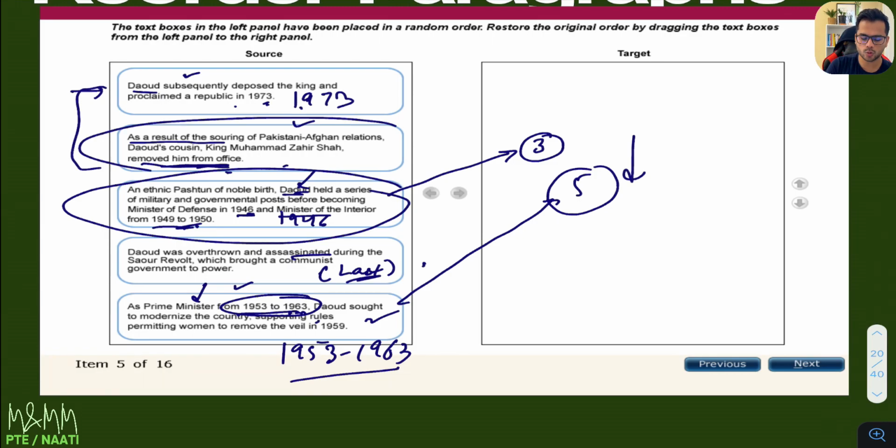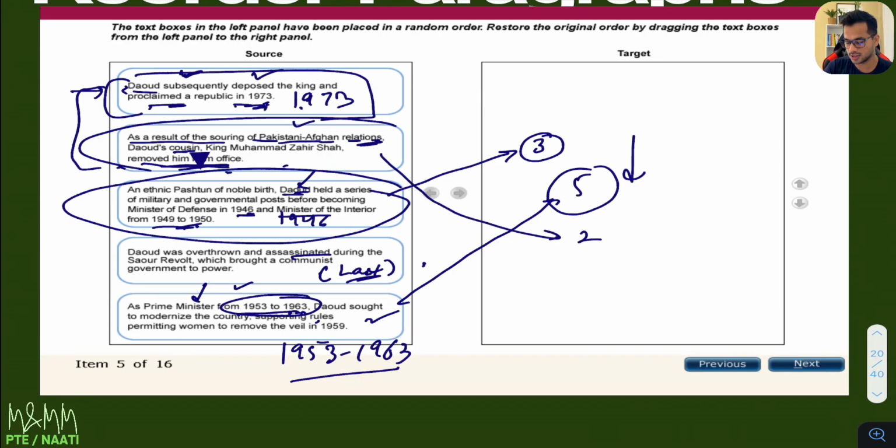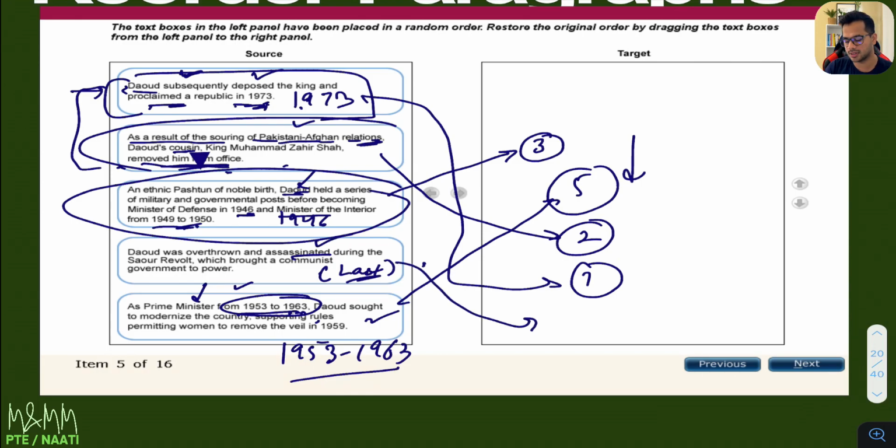After that, it could be either one of them, 1973 or this sentence. Now here it says Daud subsequently deposed the king and proclaimed a republic in 1973, whereas as a result of the souring of Pakistani-Afghan relations, Daud's cousin removed him from office. So obviously he would have been removed from the Prime Minister position first, and then only he will proclaim a republic in 1973. So my third sentence has to be sentence number 2, followed by he proclaimed a republic, and at the end he was assassinated. That means he was dead. This is sentence number 4, so this one should come at the end.